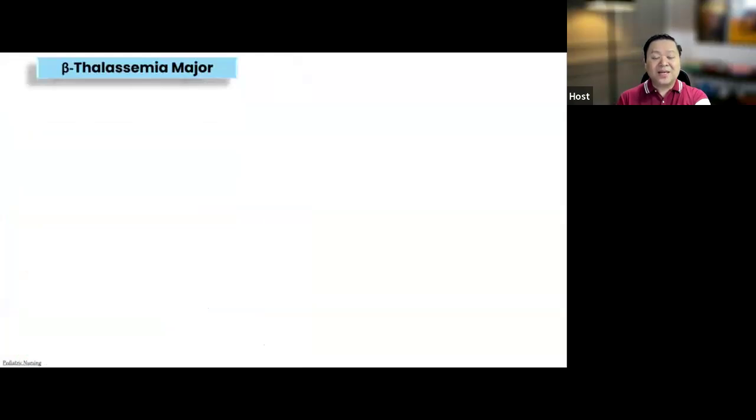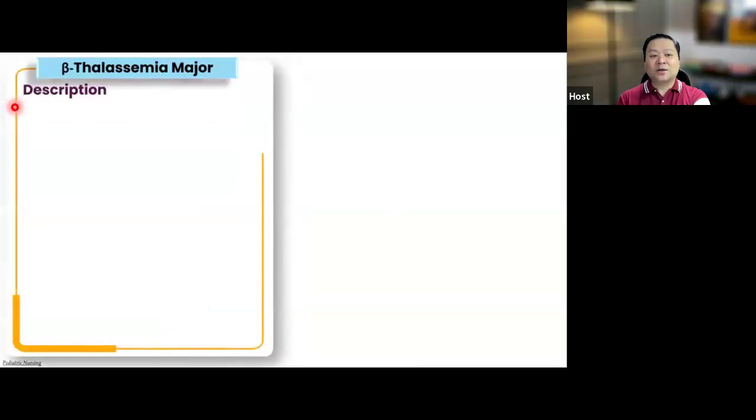Now, we are going to talk about the next problem here, which is thalassemia major, beta thalassemia. So this is a problem that is characterized as an autosomal recessive disorder, which simply means that the pediatric patient will be inheriting this from both parents. And so both parents are supposed to be carriers in order to produce a child with thalassemia major. Again, this is an autosomal recessive disorder, and so the pediatric patient will be getting this from both parents.